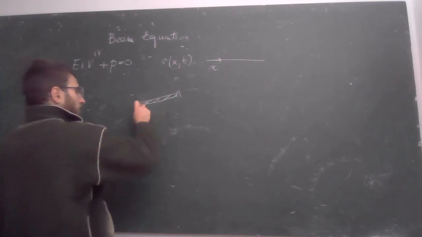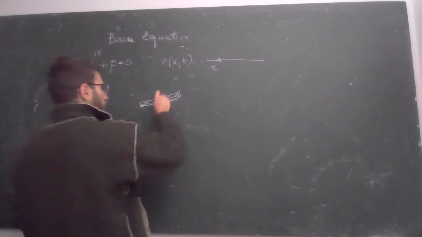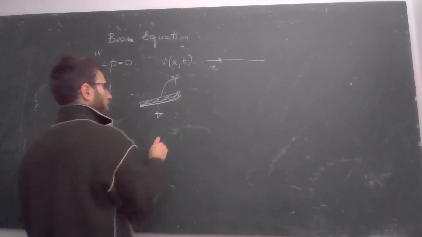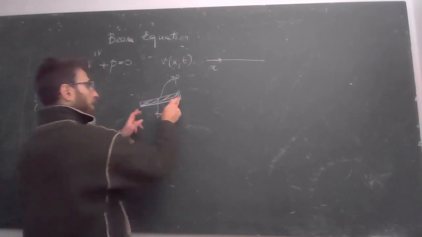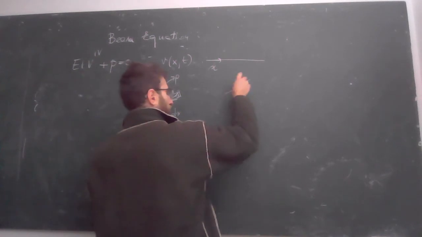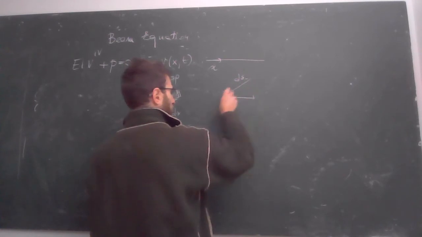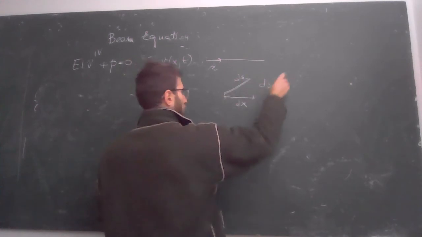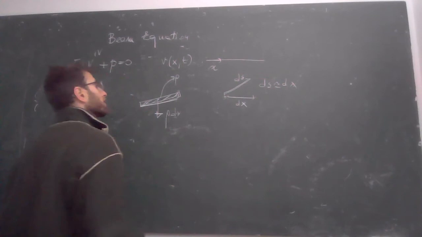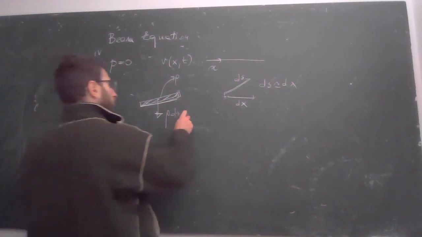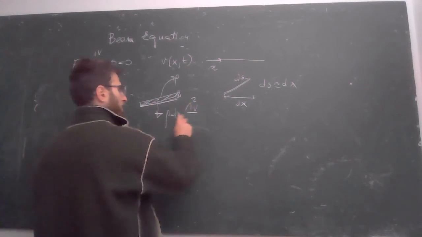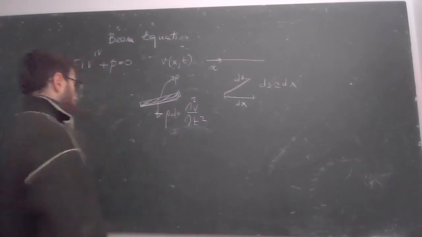The infinitesimal element of the beam is characterized by a mass density rho, and the inertial forces will then be rho dx, which is the total mass of the element. We will assume that the deformation of the beam is very small, so ds is approximately equal to dx. So rho dx times the acceleration of the center of mass of this element, which is the double derivative of v with respect to time.